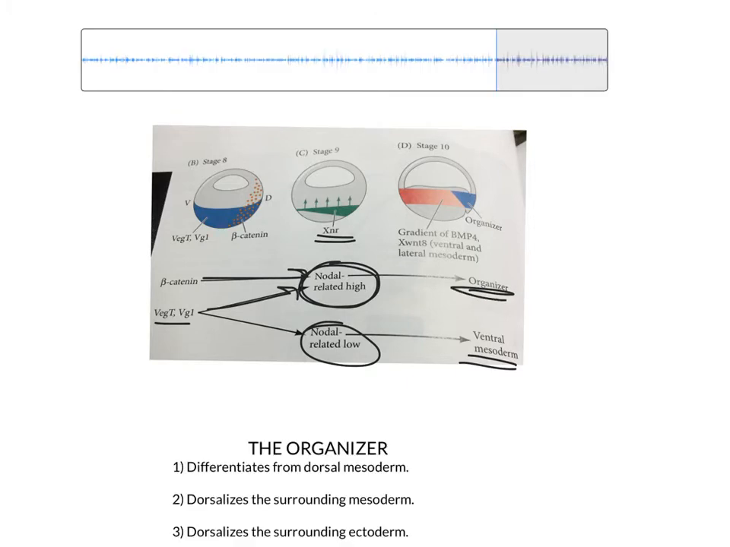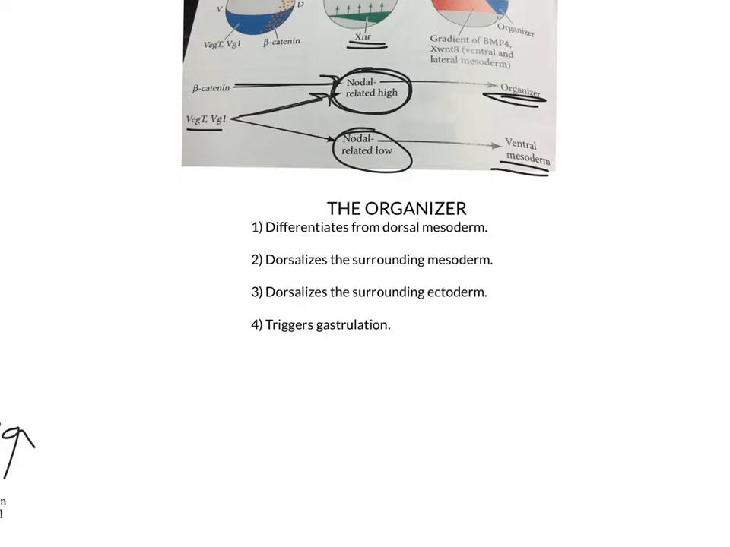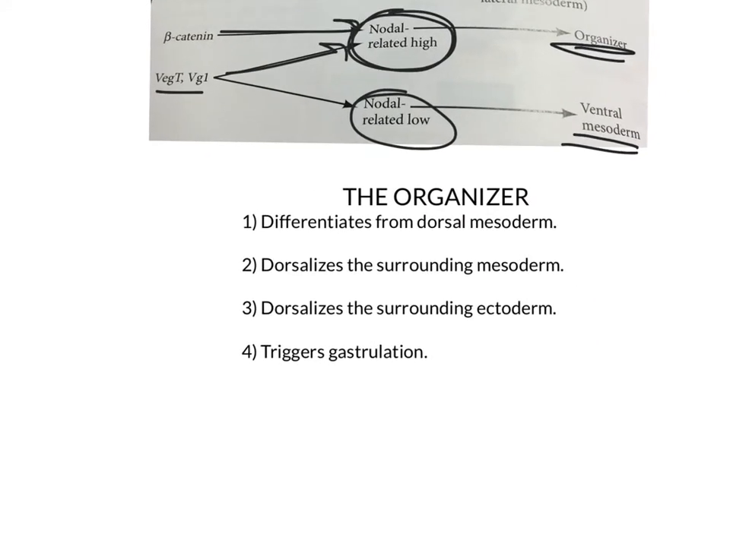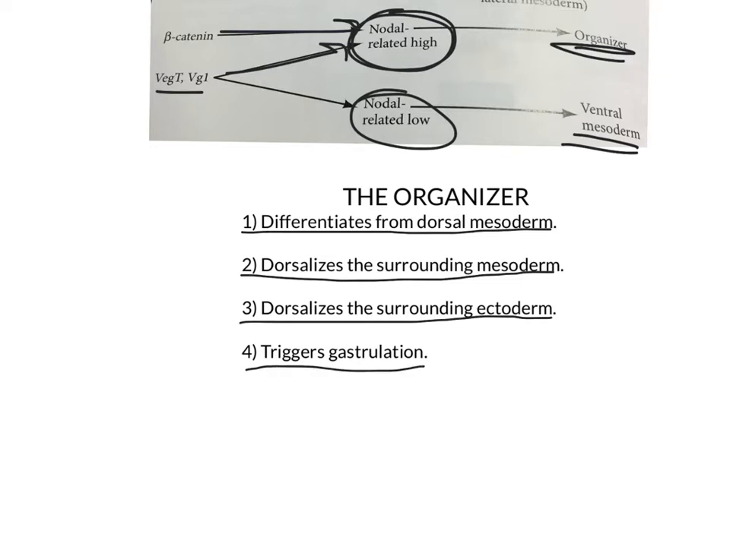Now, the organizer is a super important patch of tissue on the most dorsal, or Nieuwkoop, side of the embryo. It has 4 big functions. 1. It differentiates itself from the dorsal mesoderm. 2. It dorsalizes the mesoderm around it. 3. It dorsalizes the surrounding ectoderm, inducing neural tube formation. And 4. It triggers the movements of gastrulation.